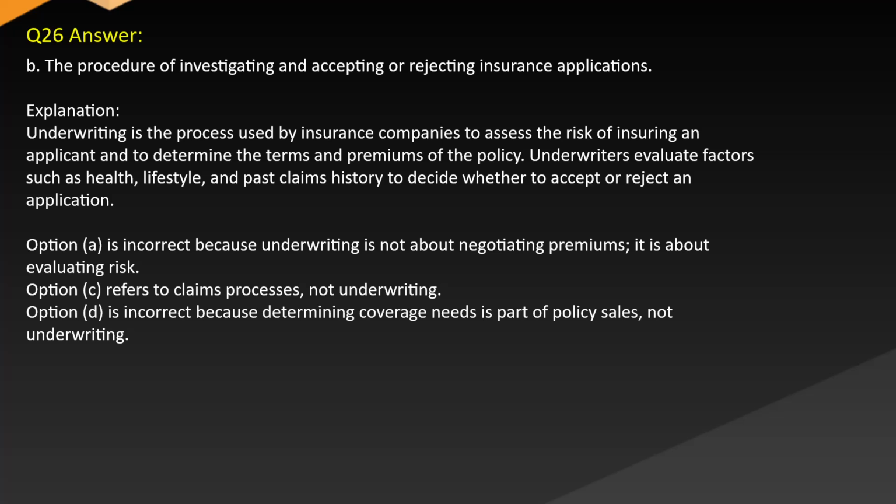Option A is incorrect because underwriting is not about negotiating premiums. It is about evaluating risk. Option C refers to claims processes, not underwriting. Option D is incorrect because determining coverage needs is part of policy sales, not underwriting.